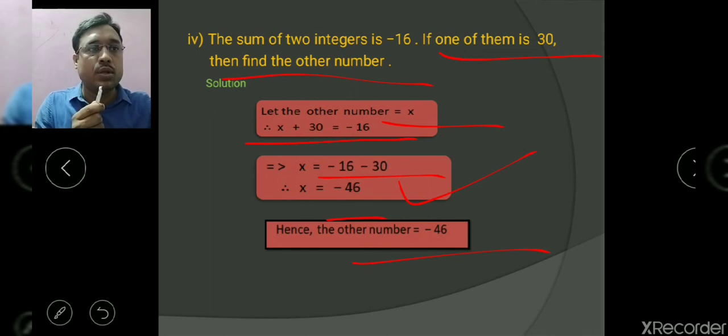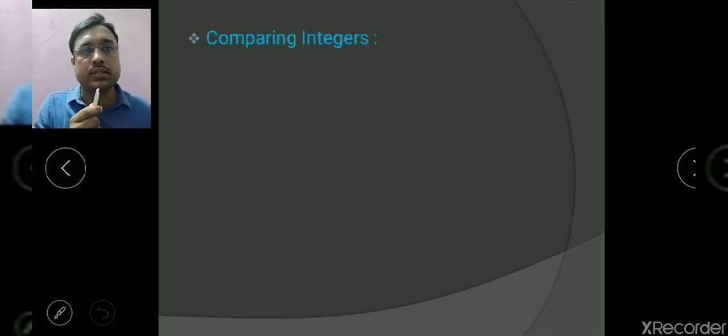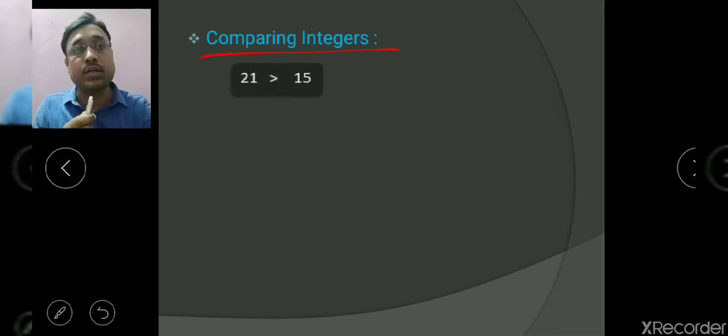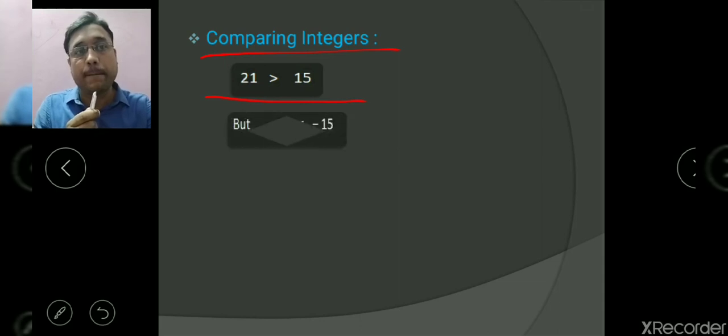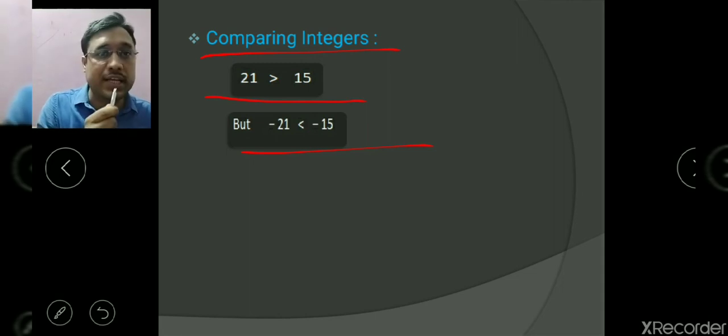Now next, comparing integers, which you have to understand, it is very important. When you have to compare whether 21 is greater or 15 is greater, obviously everyone will say that 21 is greater than 15. But minus 21, at the same time, is less than minus 15.